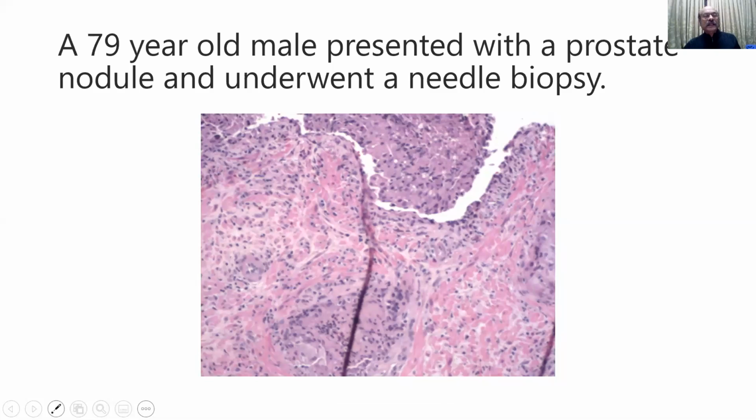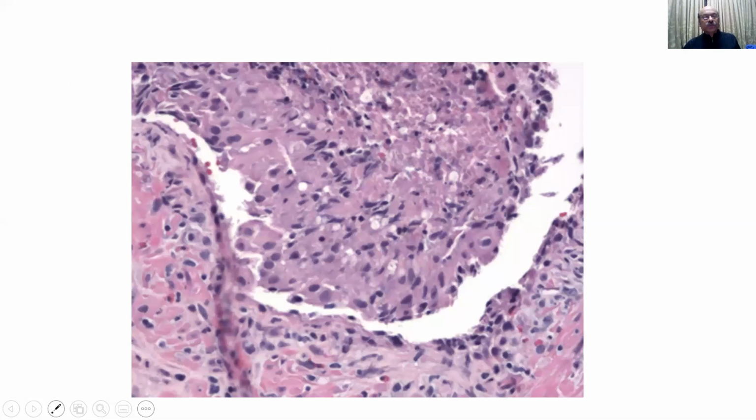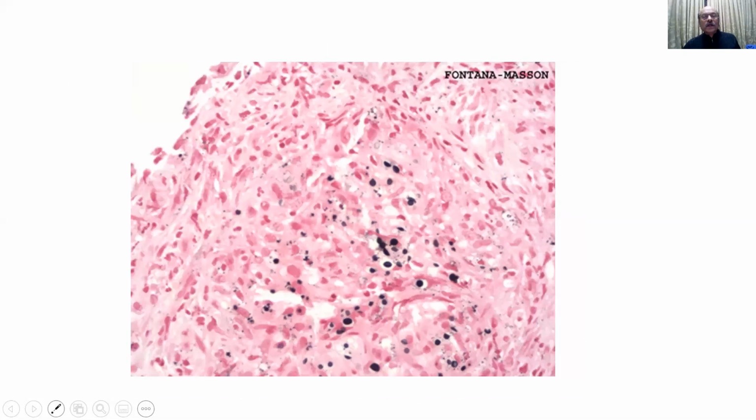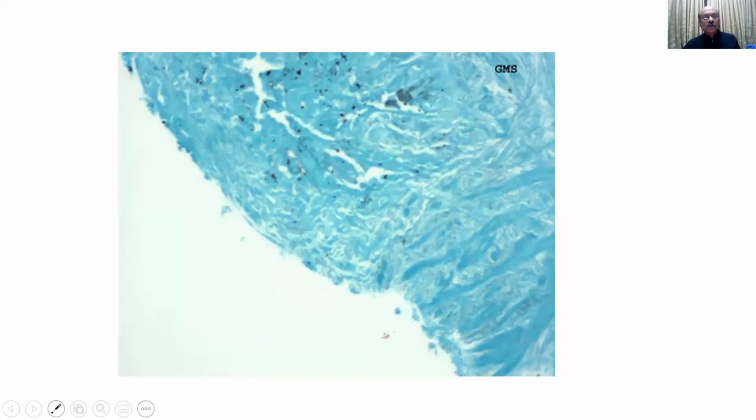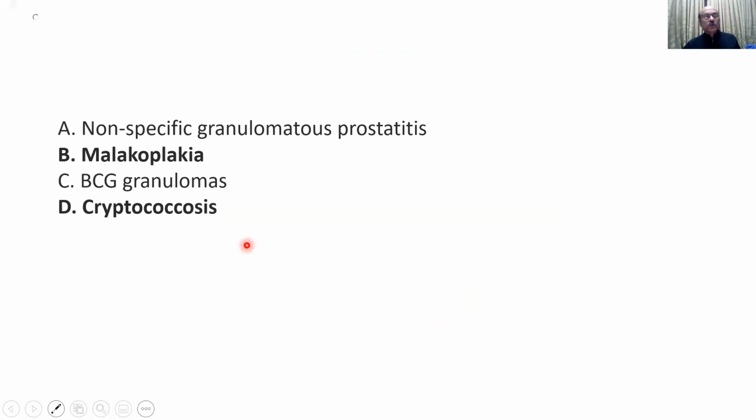And this is a 79-year-old male, prostatic needle biopsy. This is Fontana-Masson. This is GMS. So it is cryptococcosis.